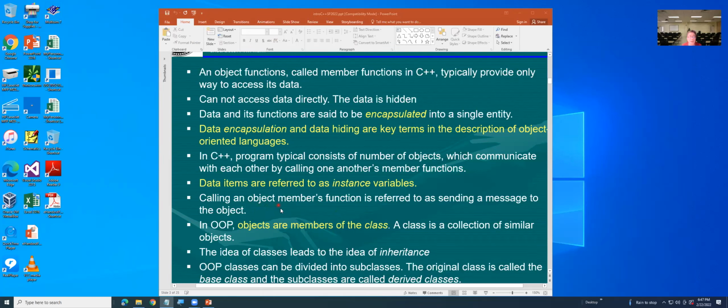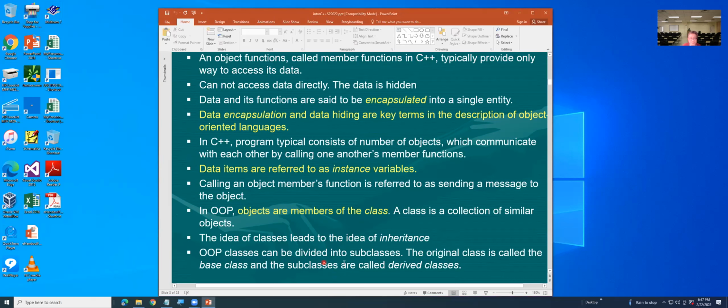Calling an object's member function refers to sending a message to the object. If you want to deposit, you have to call the function deposit. In OOP, objects are members of the class, so there will be more. Later on, if you want to be a programmer, you have to learn more, like classes and pointers. You can see a lot of things, okay?